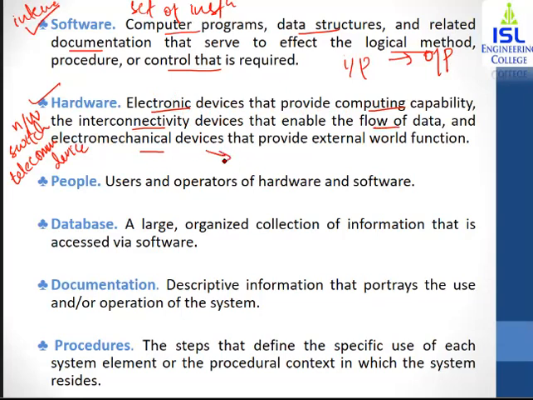Now what are these electromechanical devices? These electromechanical devices can be sensors, motors, or pumps. So this hardware is a combination of interconnectivity devices and electromechanical devices. By making use of these two things, it is going to provide you with an external world function. For example, suppose you've got a fire alarm sensor.